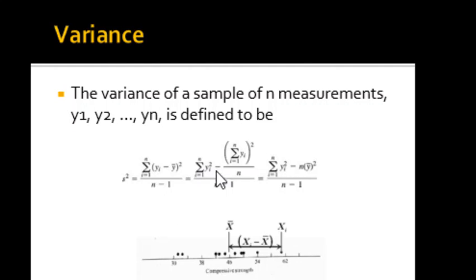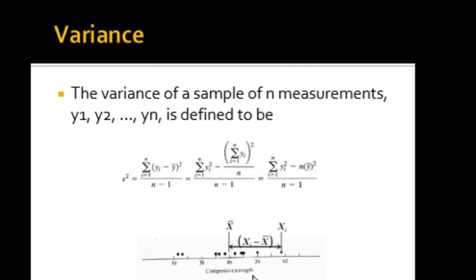You can solve this to give two different forms of the same formula. This is another useful format. You can use the sum of all yi squared, so you square each observation and then add those, minus n times y bar whole squared. That makes the calculation slightly simpler, but you can use either format.